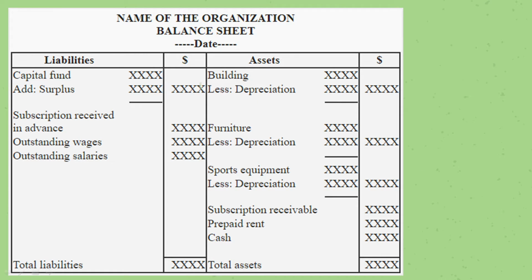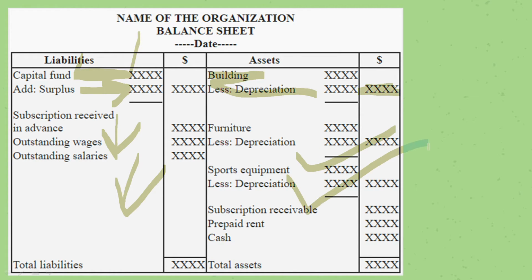Now this is an example of a balance sheet. First we have the capital fund here, then we add the surplus here. The capital fund is the closing capital fund of the last year that we carry forward as the opening capital fund of this year. Now subscription received in advance is a liability for us. Outstanding wages, outstanding salary, because we have to pay them, so it's a liability for us. For the building, we deduct depreciation from it, and we get the building amount of this year exactly at this point. Furniture same, sports equipment also same.